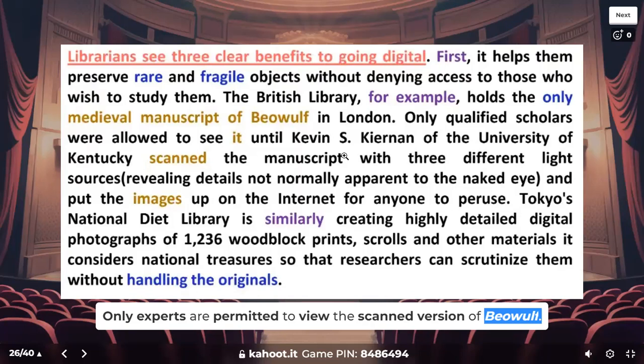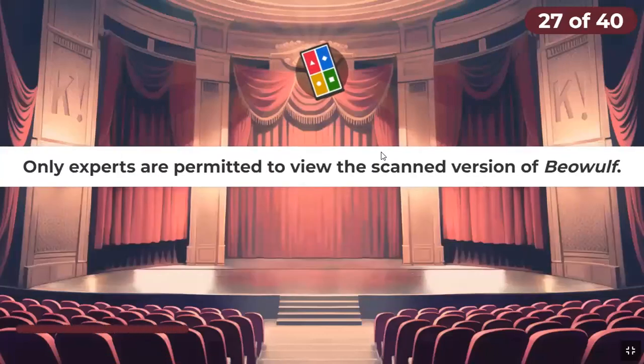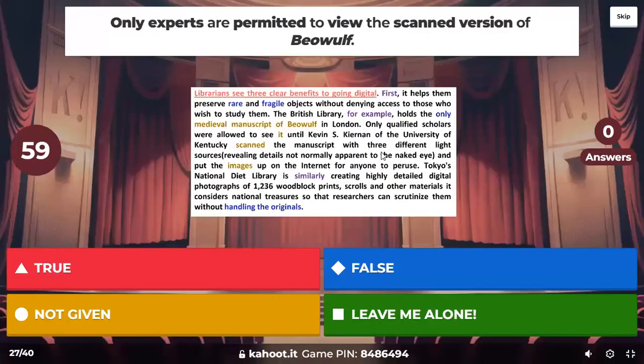Okay, time is up, so we will go to the question, and you still have another minute. The statement reads, only experts are permitted to view the scanned version of Beowulf. Okay, so still you can see this one.